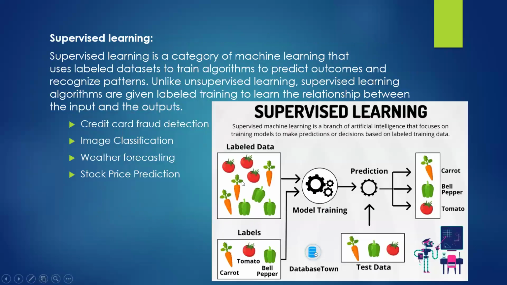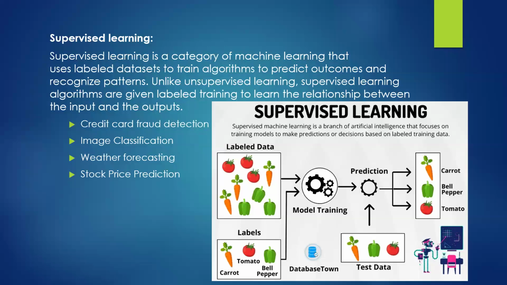See, supervised learning is a category of machine learning that uses labeled data to train algorithms to predict outcomes and recognize patterns. Okay, so here if you see, this is labeled data. So if the system identifies this image, automatically it will predict carrot, capsicum, or bell pepper, or this is tomato. So this is called supervised data. So proper column and row based data, so that it can easily understand exactly what data you are talking about.